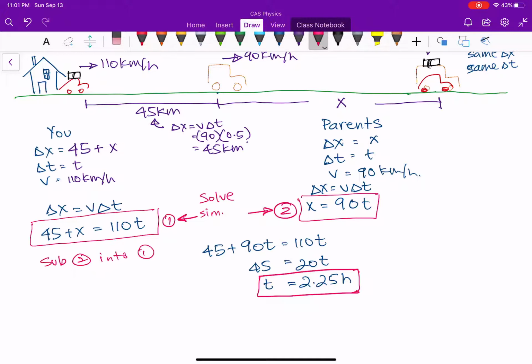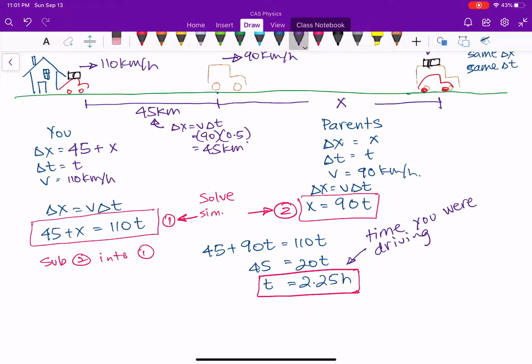So let's just stop and make sure we really understand what we have here. What did we say time was? It was the time that you spent traveling, right? So this is the time you were driving. I mean, if you think about it, your parents were driving for a half an hour longer than this. So it was 2.75 hours for them.